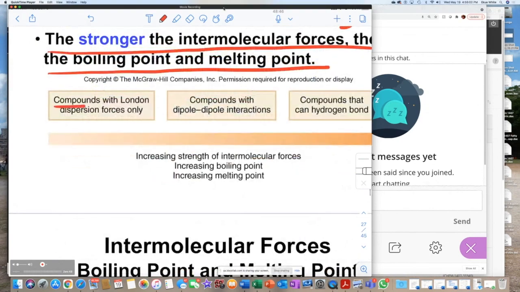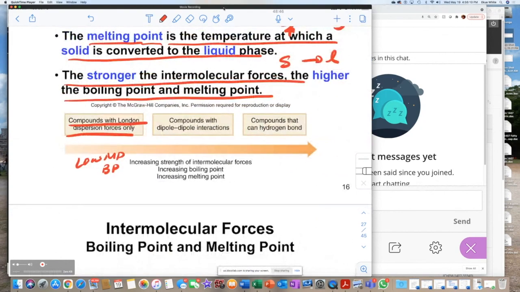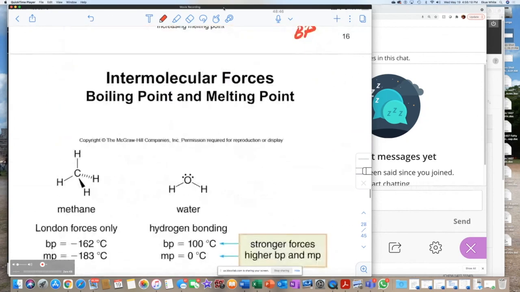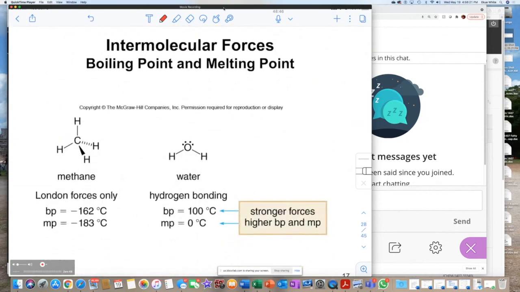So we're seeing here, compounds with London forces only have a low melting point and boiling point. Remember, everybody is so simple. I love these PowerPoints. Compounds that have hydrogen bonding have a high melting point and boiling point, right? You just have to read the PowerPoint slides. So they give you an example here. Remember, this whole molecule is non-polar, right? Because it's non-polar, it has LDF only.